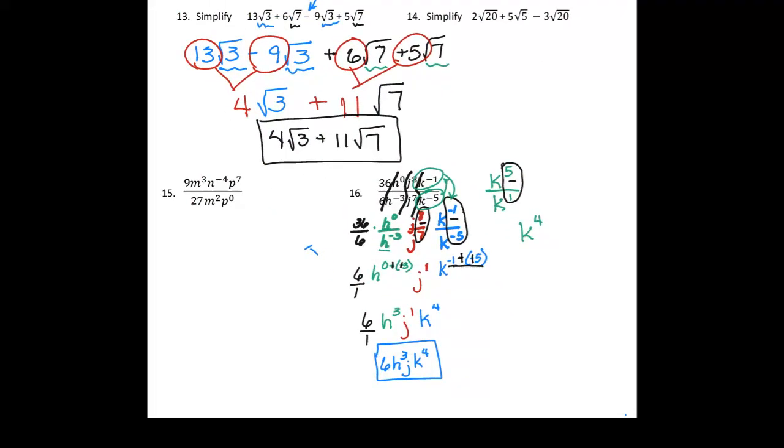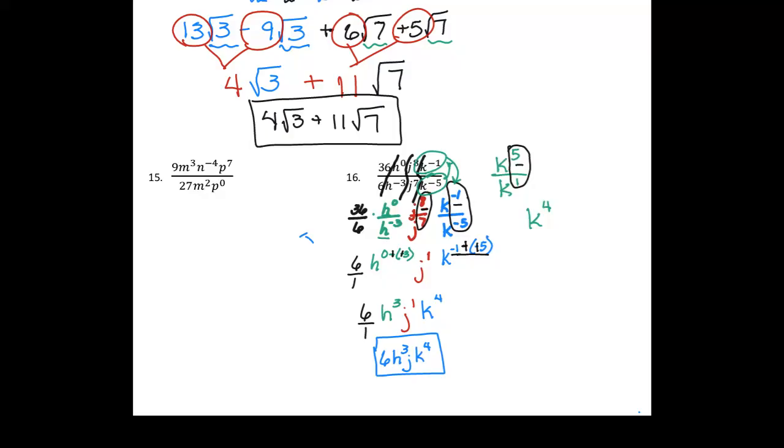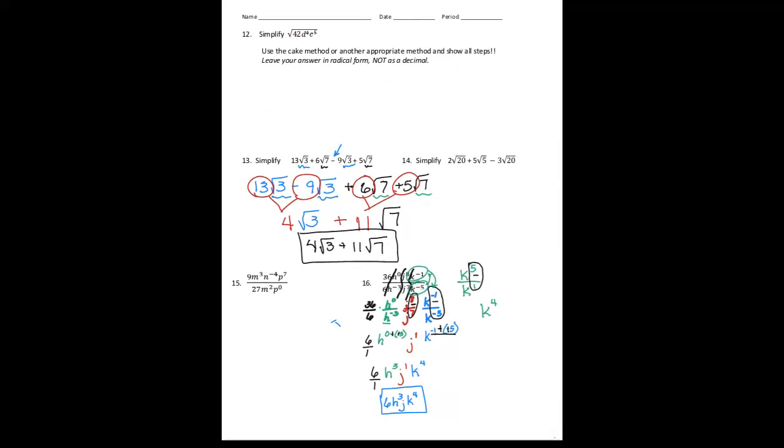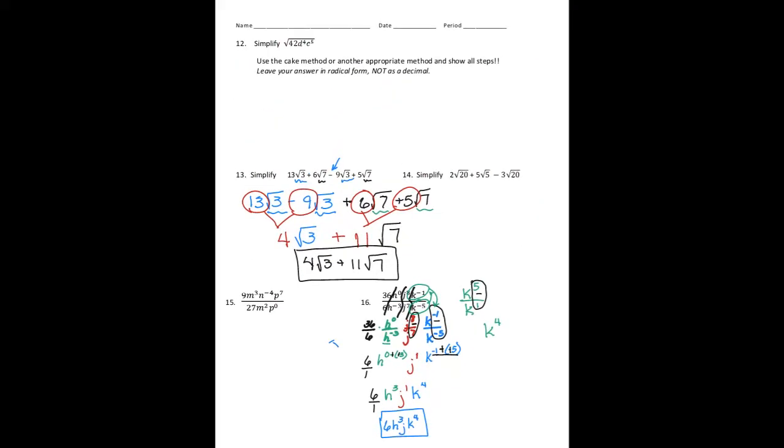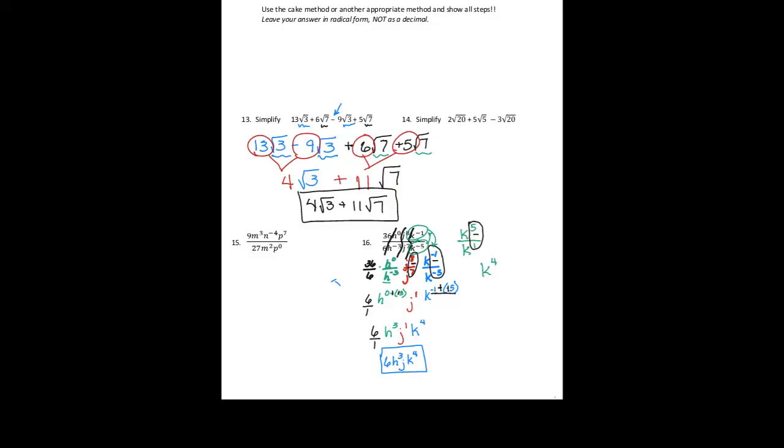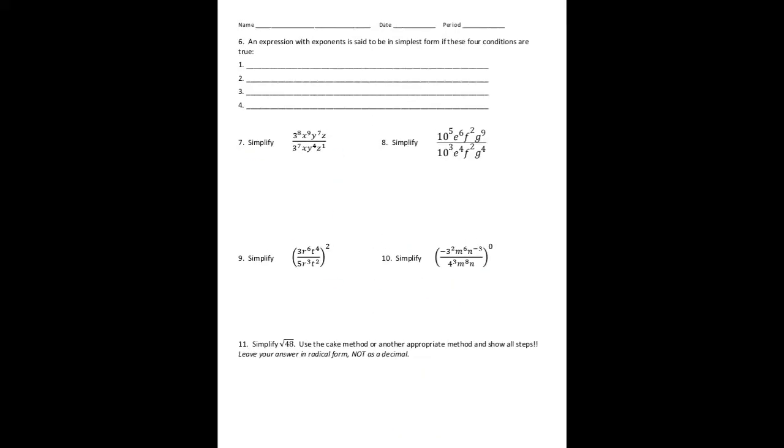What other questions? Allie, any questions? You sure? Cake method. You want to see a cake method again? We got 12, 14, 15. What about 6? Yes. Yes, 6.